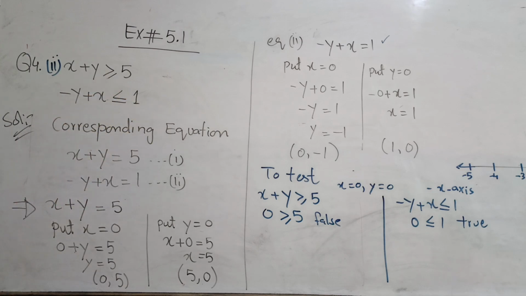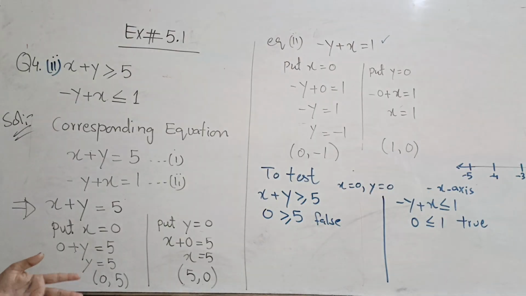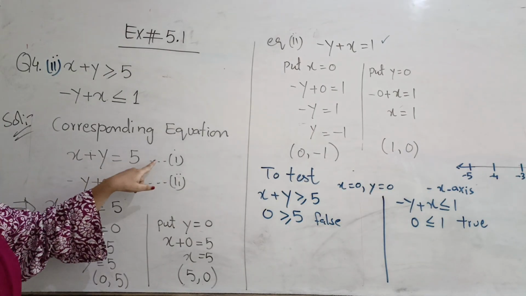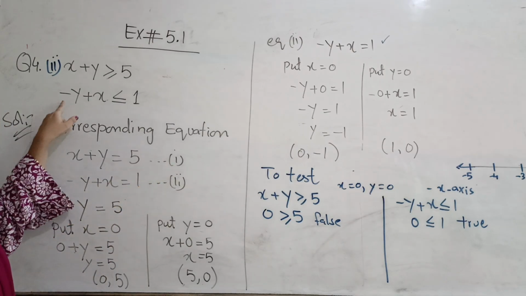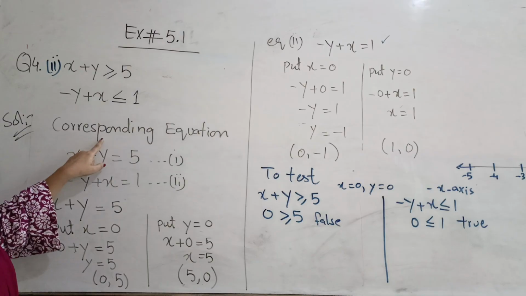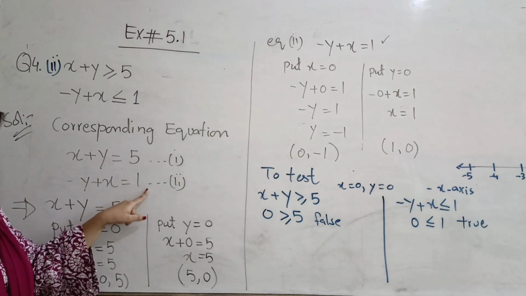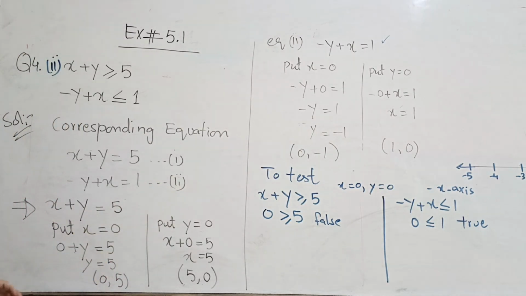These are inequalities. So their corresponding equations will be x plus y is equal to 5. I gave it the name equation 1. Similarly for the second inequality, I have the corresponding equation minus y plus x is equal to 1, and its name is equation 2.